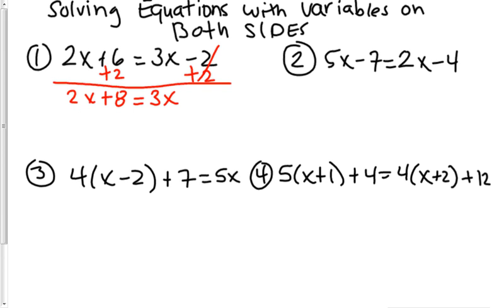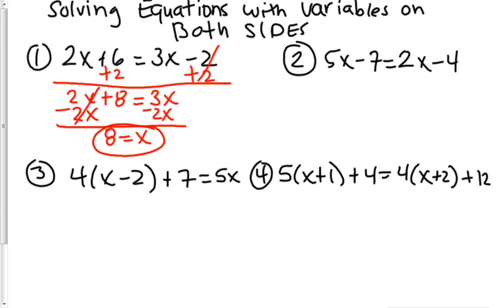So to move it, right now it's a positive 2x. So to move it, I have to subtract 2x from both sides. Positive 2x and a negative 2x, those cancel out, and bring down my 8. 3x minus 2x will leave us with 1x, and that is our answer. x is equal to 8.